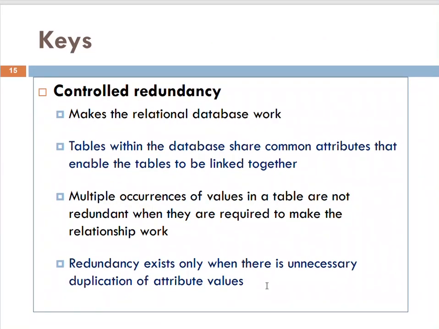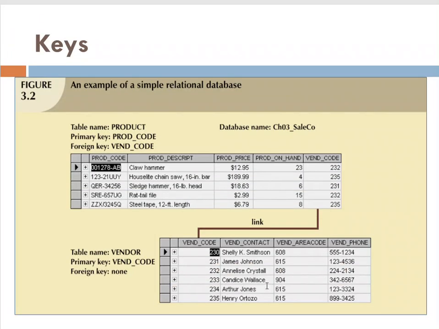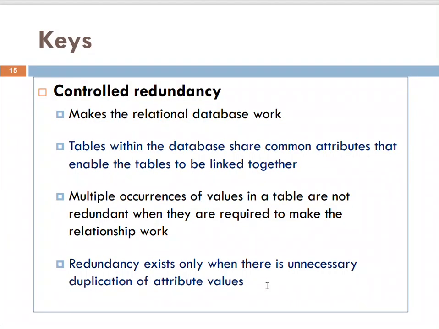You have to know about controlled redundancy. Okay, why redundancy must be controlled to make the relational database work? Tables within the database share common attributes that enable the tables to be linked together. As you can see here, the vendor could link two tables, product table and vendor table. So, multiple occurrences of values in a table are not redundant when they are required to make the relationship work.